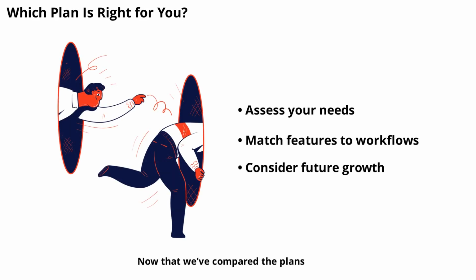Now that we've compared the plans, how do you decide which one is right for you? Start by assessing your automation needs. If you're just starting out or have simple workflows, the Basic plan is a great entry point. If you need more power, flexibility, and integrations, the Pro plan is likely your best bet. For large organizations with complex requirements, the Enterprise plan is the way to go.